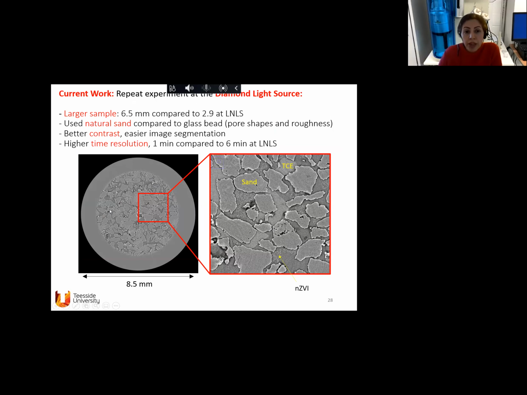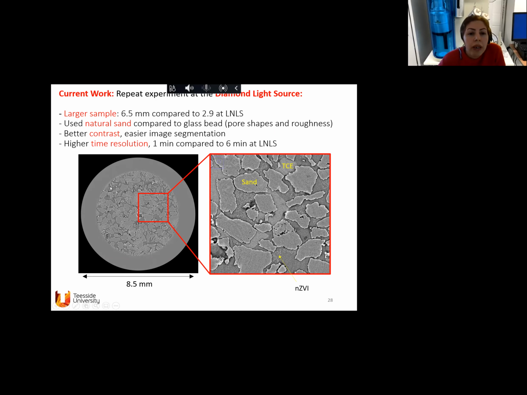So obviously the advantage here was that Diamond had a higher energy range, so we can use a larger sample. So we used more than twice the size of the column that we had. We used a natural sand sample. We had studied the sand sample in several other studies. So we had a very good knowledge of nanoparticle filtration and all of that through this sand column. So this was a really nice choice to add to all of that understanding.